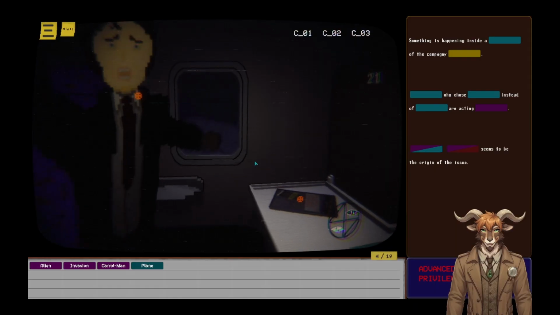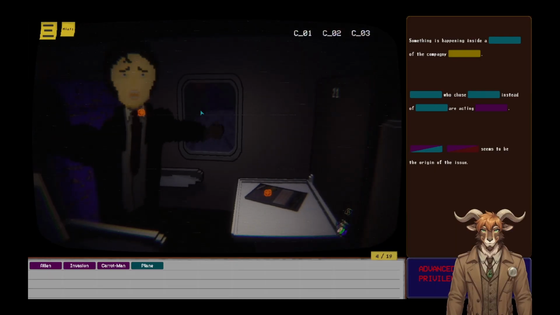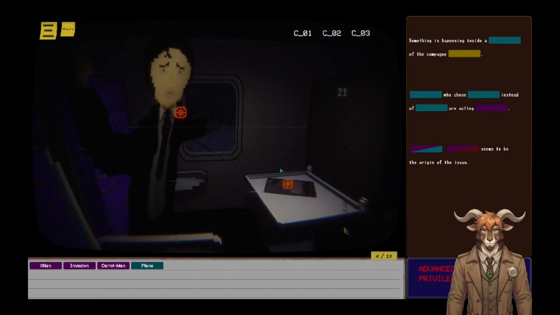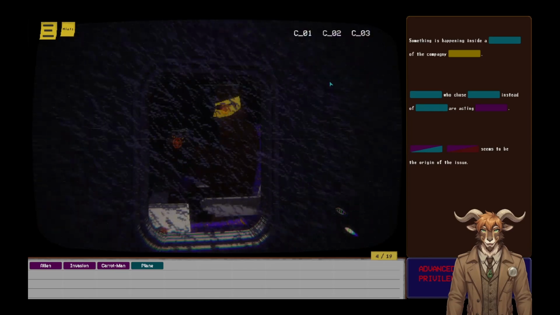There's something on the plane, is there? A light, maybe? What do we do now? Oh, there's buttons up here, I just noticed. Oh, this is just this one. Okay.